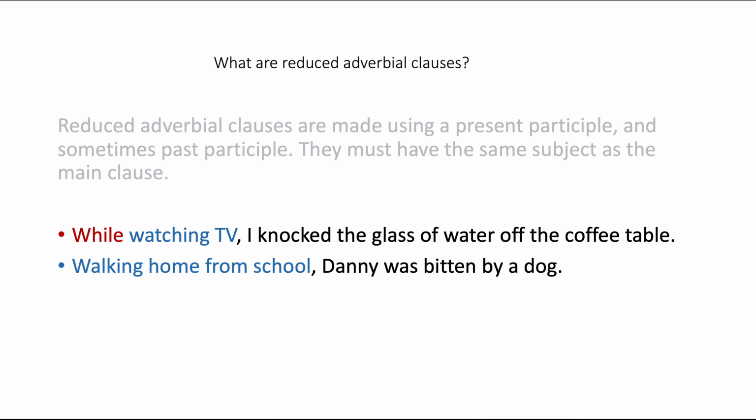Here is another example. Walking home from school, Danny was bitten by a dog. This example is a little bit different because it doesn't even have a subordinate conjunction like while, when, as, because, or anything similar to that. So depending on what subordinate conjunction you're going to use, you can drop some of them and you have to keep some others in the reduced form. And I'm going to talk about each and every one of these.